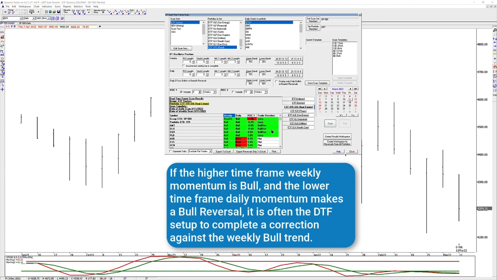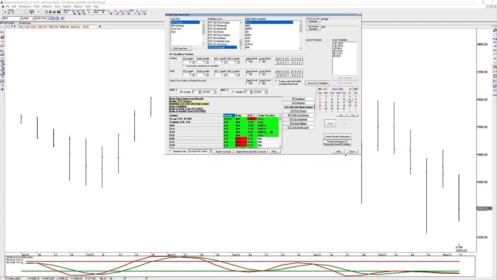Let's make charts of all of these markets, and then we're going to take a look at them. So I'm going to make a portfolio or workspace of charts.